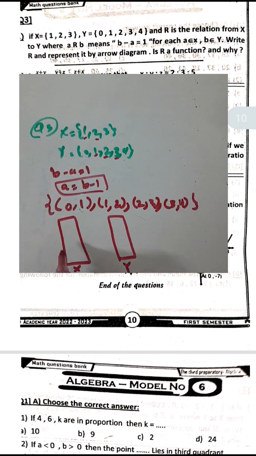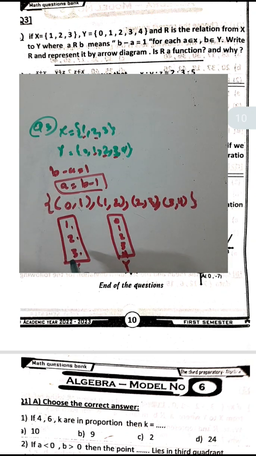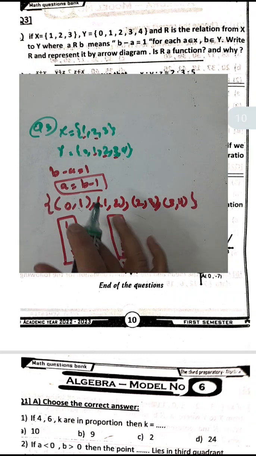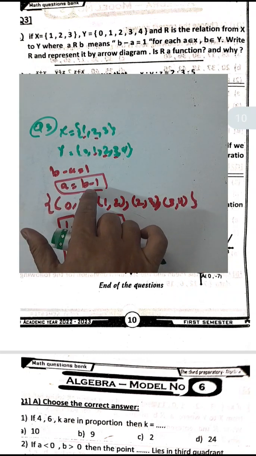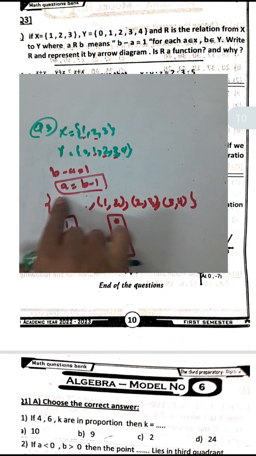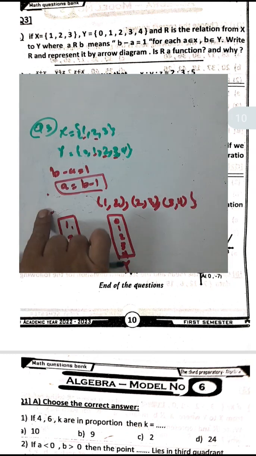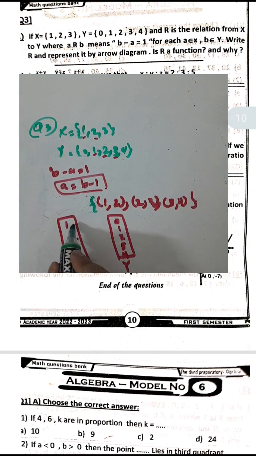Okay, and then draw X and Y: X is 1, 2, 3, and here 0, 1, 2, 3, and 4. And then draw from 0 to 1. We don't have 0 here, because if you put b equals 0 we don't have the result, so this point is cancelled. And then 1 to 2, 2 to 3, and 3 to 4. That is the solution of this question. Okay, pay attention to this example, it's very important.